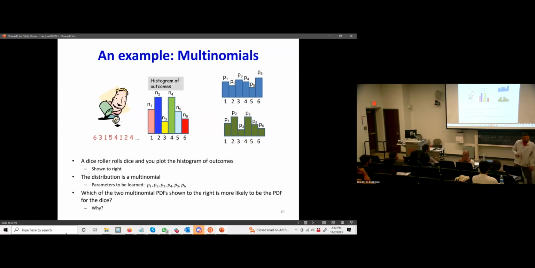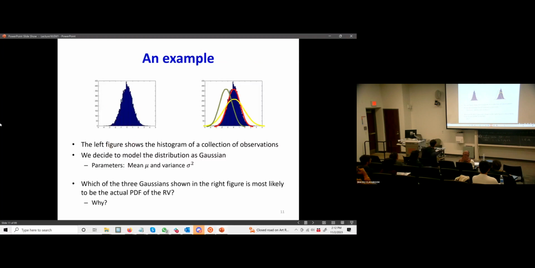There's a match, right? Here's another example. The figure to the left shows the histogram of a collection of observations. Again, these were the cepstral coefficients from speech. And I'm going to model it with a Gaussian. The parameters of the Gaussian are the mean and the variance. I'm giving you a choice of 3 different Gaussians on the right. Which of these do you think was the true distribution of this data?